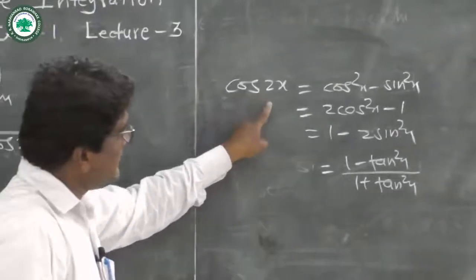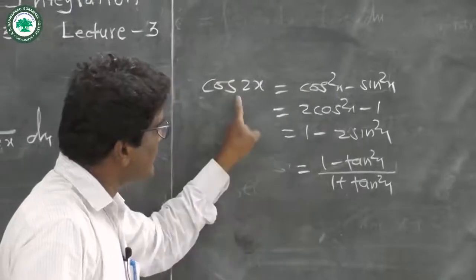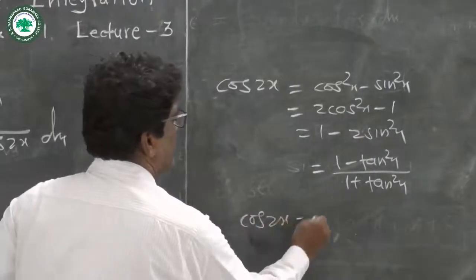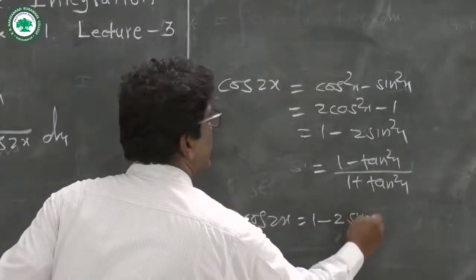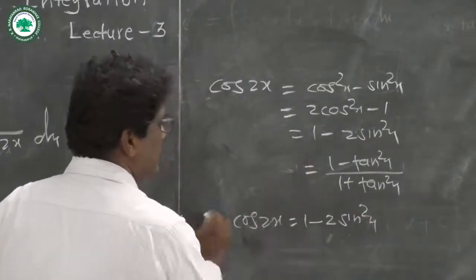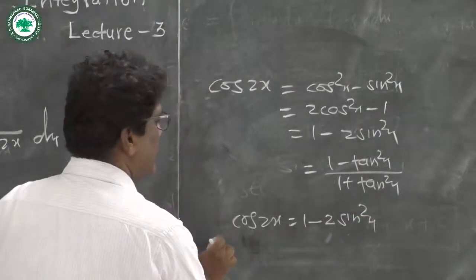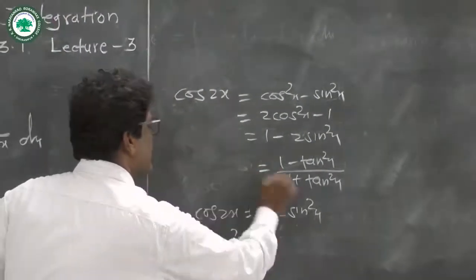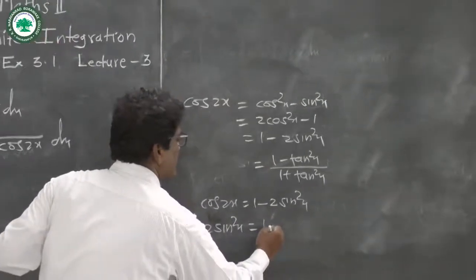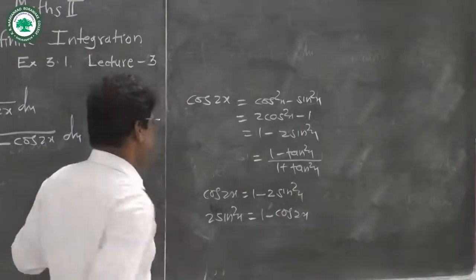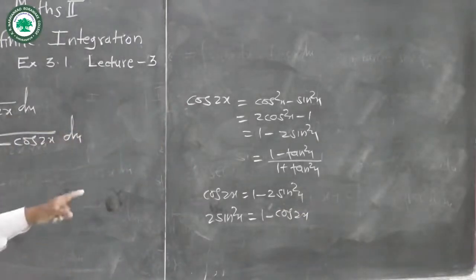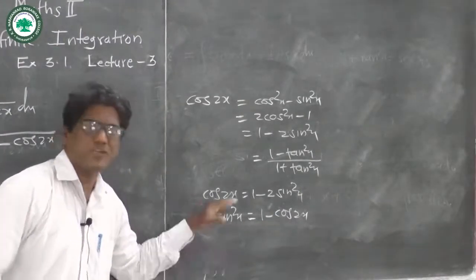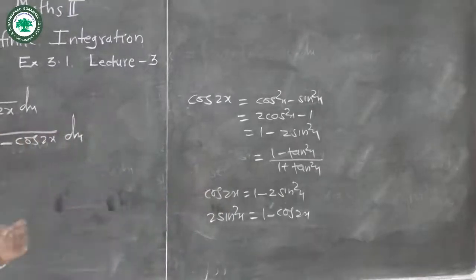Now we consider the third formula: cos of 2x is equal to 1 minus 2 times sin square x. Carry this 2 sin square x to the left side and carry this cos 2x to the right side. So we get 1 minus cos of 2x as 2 times sin square x. We have seen these formulas in the 11th standard.